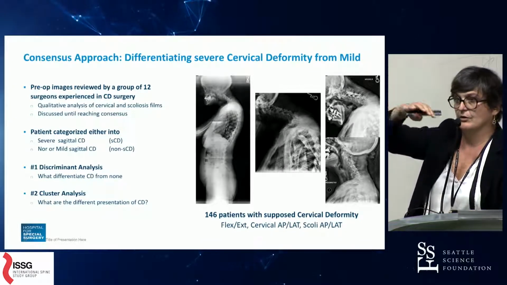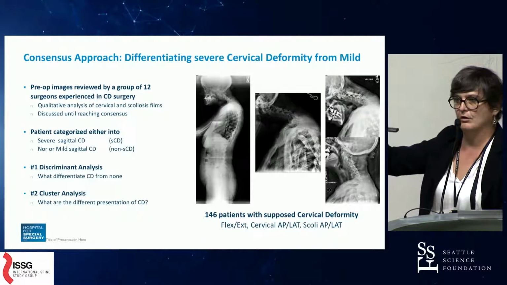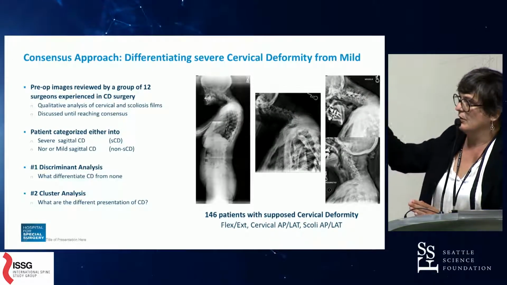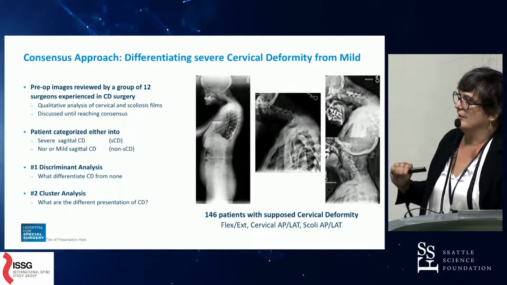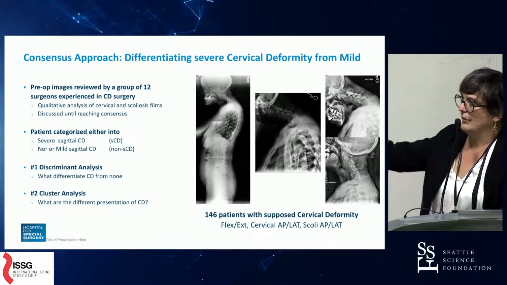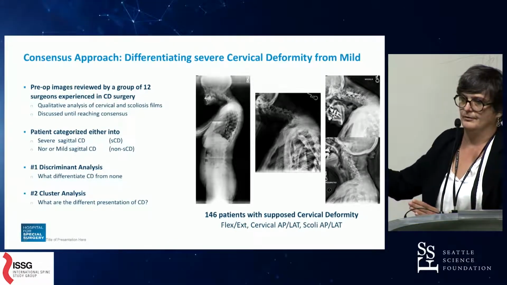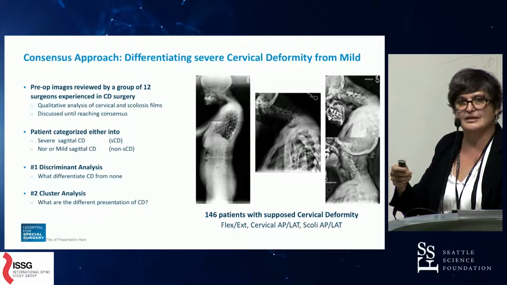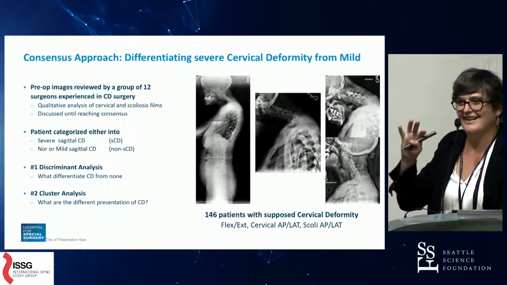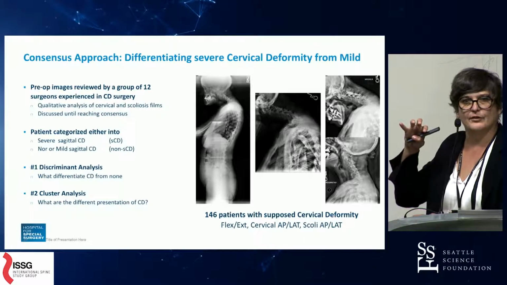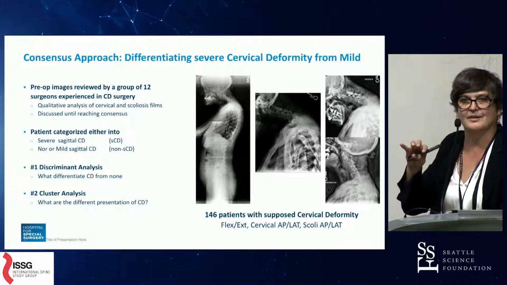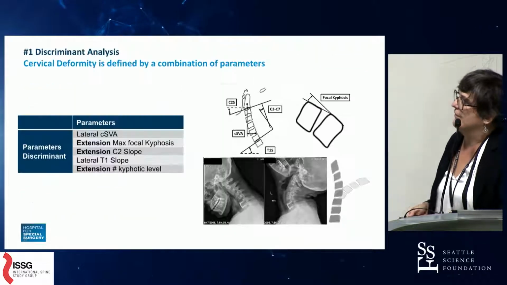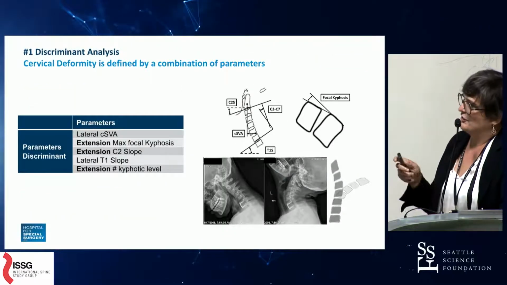So that was based on a consensus approach. 12 people, 11 surgeons and myself, and we all agree, yes, this is a severe sagittal deformity, or this one is either no or I don't know. And based on that, we could apply some statistical analysis to try to extract from those patients identified as having a cervical deformity what drives the decision. What we found was quite interesting.